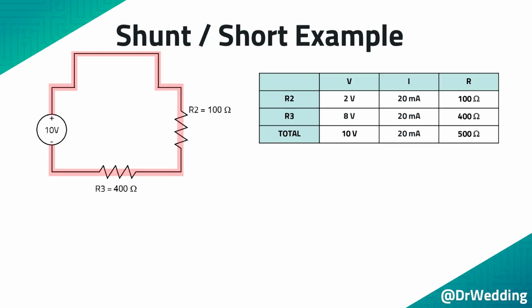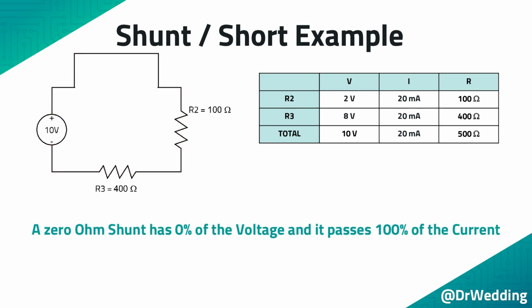The shunt will remove the resistor it is bypassing from the circuit and the table. There is no need to include the shunt on the table because it is just a piece of wire. So the simplified solution is shown here. The rules for a 0 ohm shunt are the opposite of the rules for an open. A 0 ohm shunt has 0% of the voltage and it passes 100% of the current.